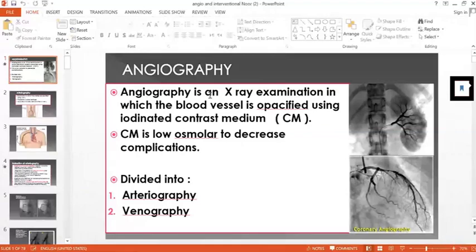Interventional angiography is an X-ray examination in which the blood vessel is opacified using iodinated contrast medium. So it is opacification of the vessel using iodinated contrast medium. Contrast medium is low osmolar to decrease the complications. And angiography is divided into arteriography and venography according to the vessels opacified.